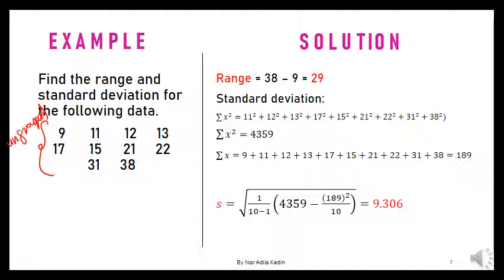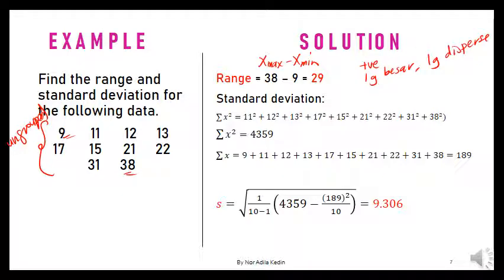Apa itu range? Range adalah X max tolak X minimum. So, nilai yang paling besar 38, yang paling kecil 9, you tolakkan dapat 29. Nilainya mesti positif. The larger the value, lagi disperse lah satu-satu data. Okay, so that is range. Okay, saya ulang lagi sekali, nilai mesti positif, lagi besar, lagi disperse. Maksudnya spread dia lagi besar.